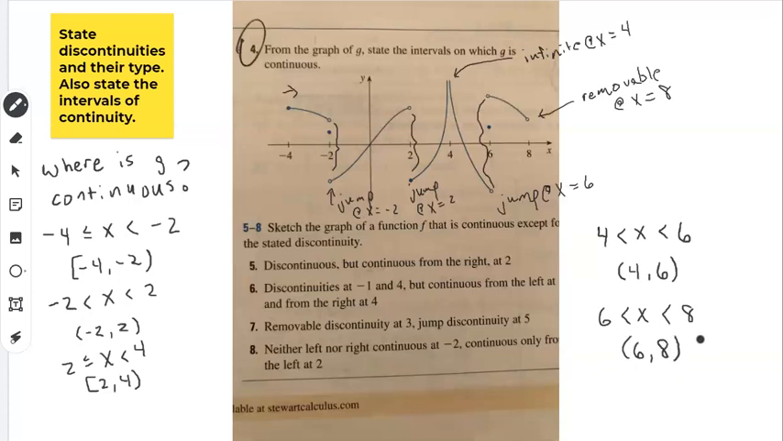So those are the intervals of continuity. That's where I don't have to pick up my pencil. The function is actually continuous on these intervals. But we are going to have 5 discontinuities in this graph. So very interesting question.